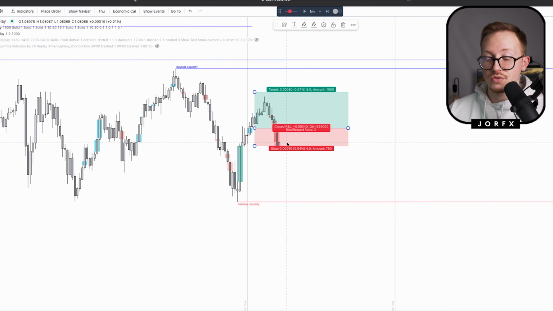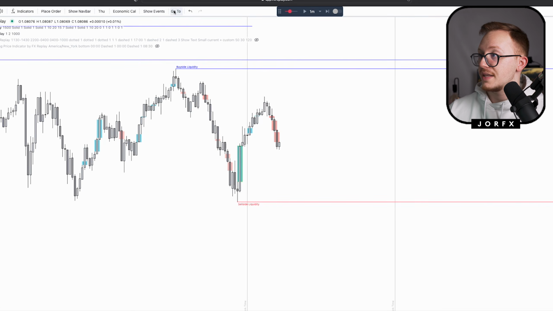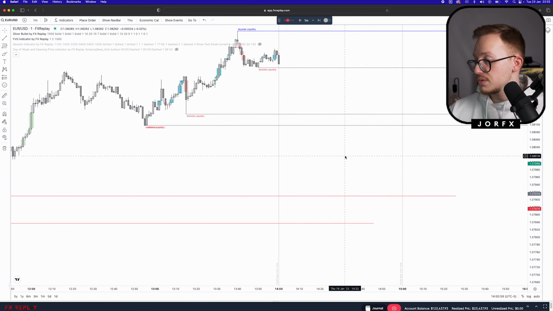Price tapped in and went to stop loss immediately. Okay, let's go to the next silver bullet session. This is the last one for the day.